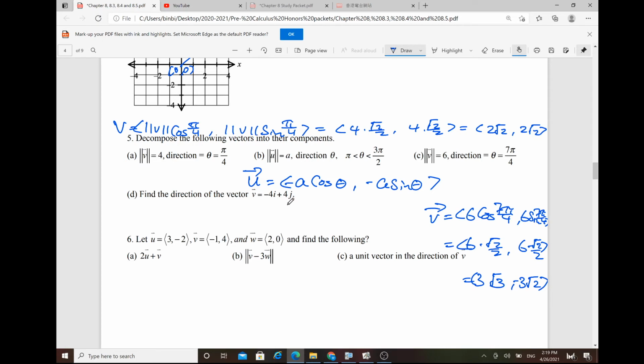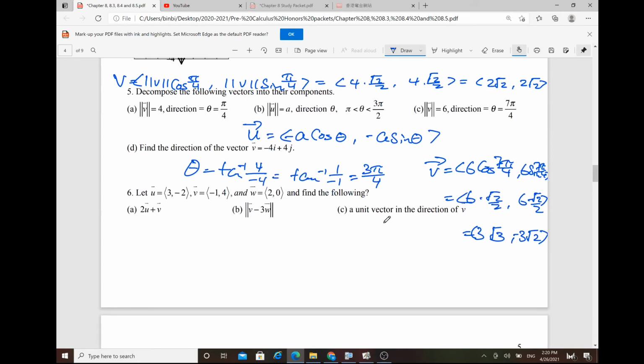Find the direction of the vector. So this one again, theta is inverse of tangent. So it's 4 over negative 4, which is the same as inverse of tangent of 1 over negative 1. So the horizontal component is negative and the vertical component is positive. So negative positive, which means it's in quadrant 2. So the angle would be 3 pi over 4. Okay, so it's pretty straightforward.